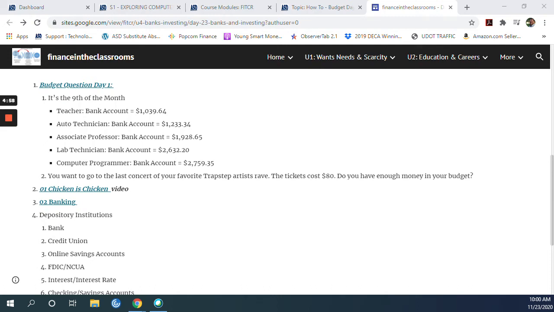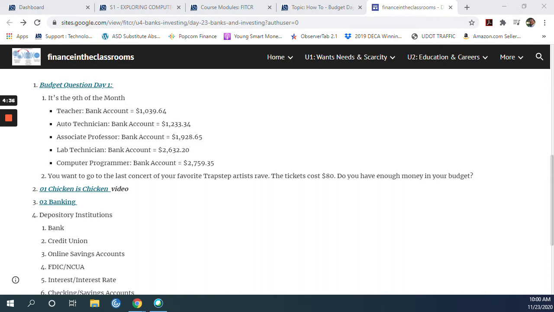Here are instructions on how to answer the budget question days. There are 5 of these scattered throughout the rest of the course. This is a budget simulation. It's an exercise in giving you some practice on how to use an electronic budget, or any type of budget, to make purchasing decisions.